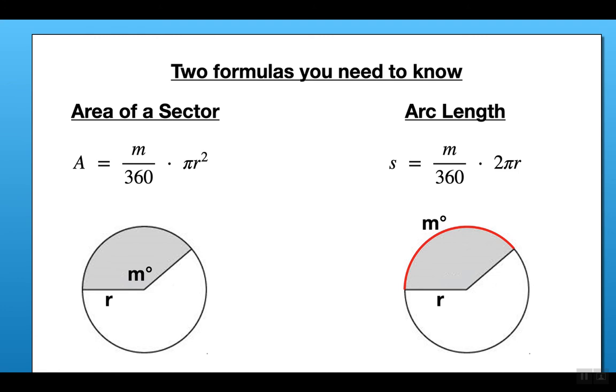And in arc length, you're getting part of the circumference of the circle. Hopefully that'll make sense when you look at the formulas. But the only way it'll make sense is if you already understand what the formula for the area of a circle is and what the formula for the circumference of a circle is. If you don't understand those two basic formulas, then you can't understand the bigger formula.